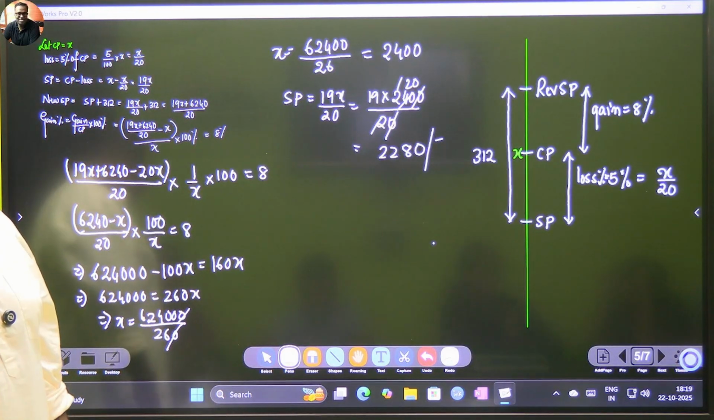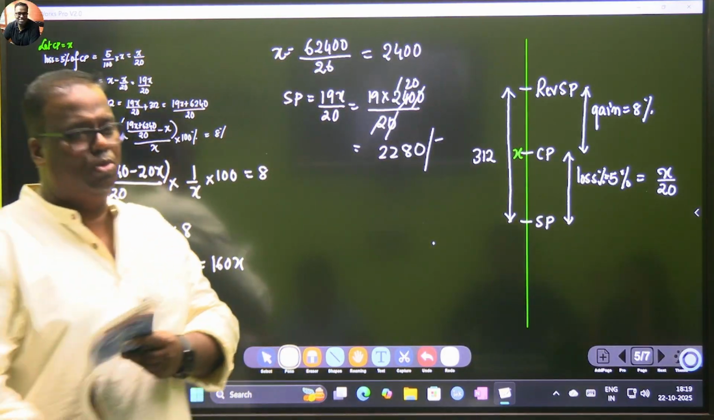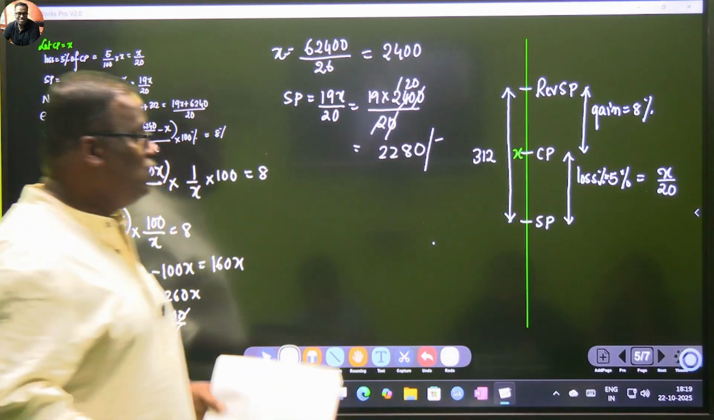Okay, so let's see one more type. Every problem will hover around the same story. By now you know the formulas that we are using. Our job is to decode the problem. Okay, let's take another problem.